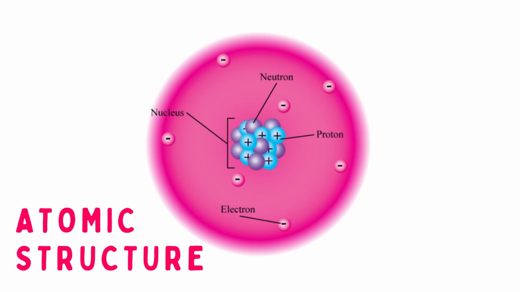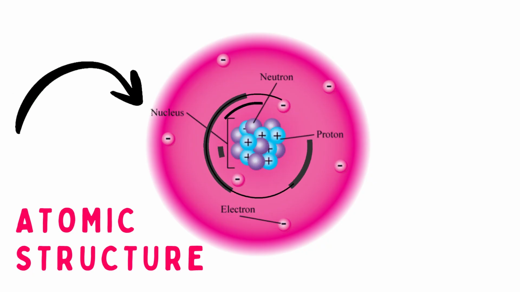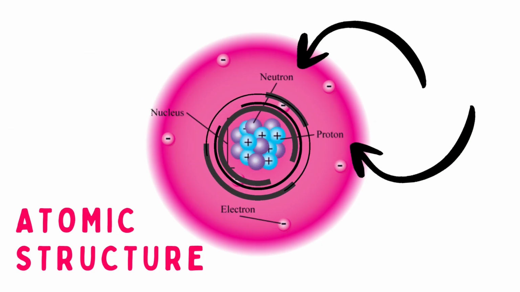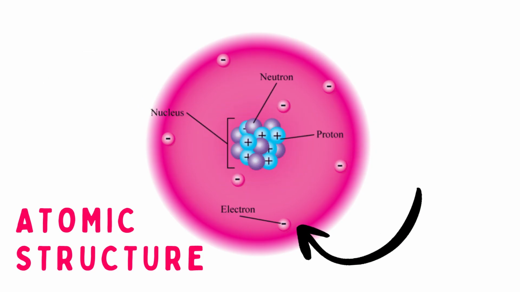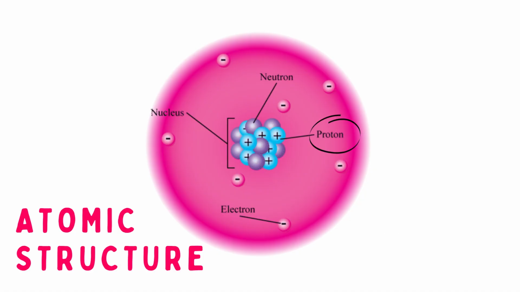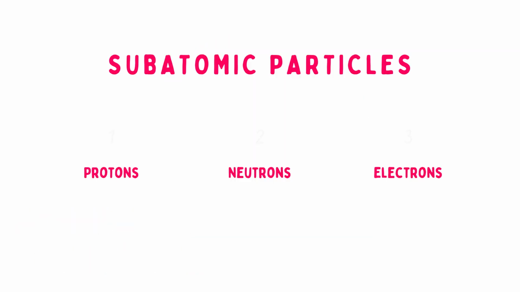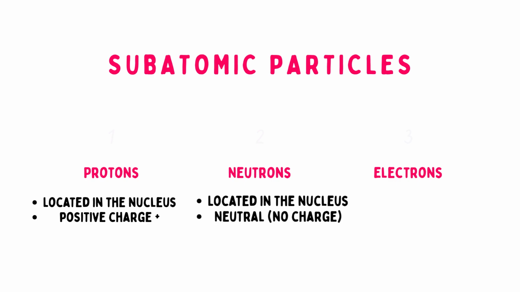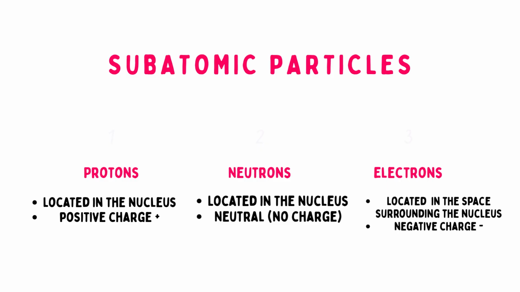An atom has two main parts. 1. The nucleus, which sits at the center and contains protons and neutrons. And 2. The electron cloud, where electrons move around the nucleus. These protons, neutrons, and electrons are known as subatomic particles. Protons are positively charged particles found in the nucleus. Neutrons are also found in the nucleus, but they don't have a charge. They're neutral. Electrons are negatively charged particles that move around the nucleus.